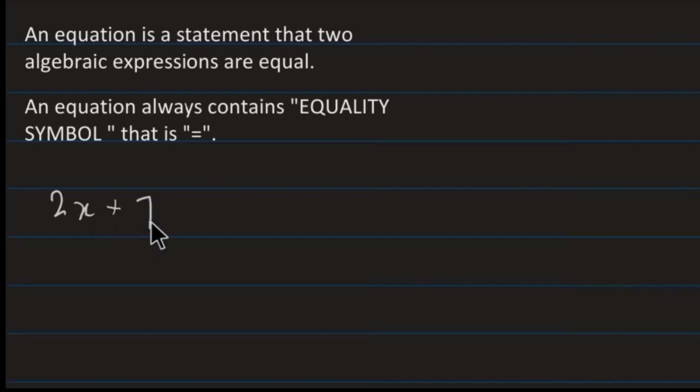Like 2x plus 7 is an algebraic expression. It does not have any equal symbol. We cannot do anything with an algebraic expression. We can only simplify an algebraic expression by adding or subtracting like terms. Another example of an expression is 2x minus 1 or x plus y plus z.